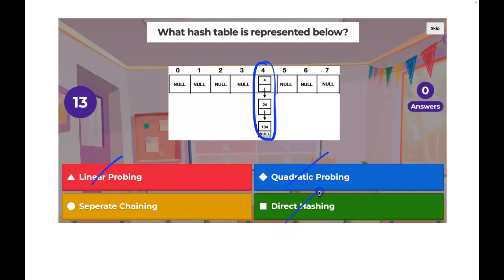And it's not direct hashing because that does not involve linked lists as well. And so your answer should be separate chaining, right?